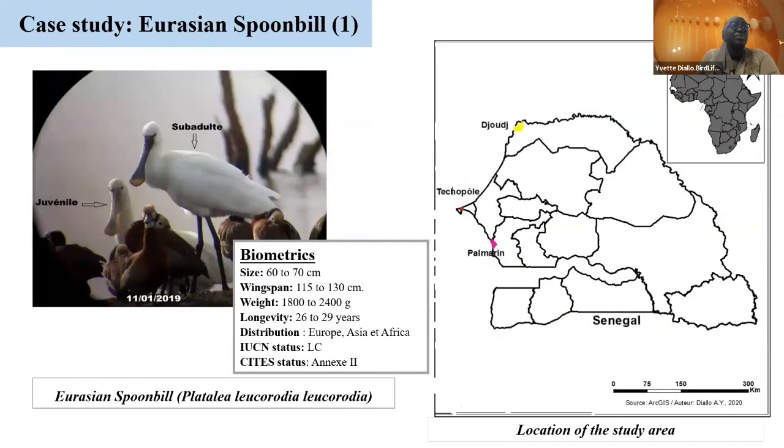Here we have the biometrics for this species, juvenile and adult. This species is classified by the IUCN as least concern and is in Annex II of CITES, the Convention on International Trade in Endangered Species of Wild Fauna and Flora. And in the map, you have the three study sites in Senegal.